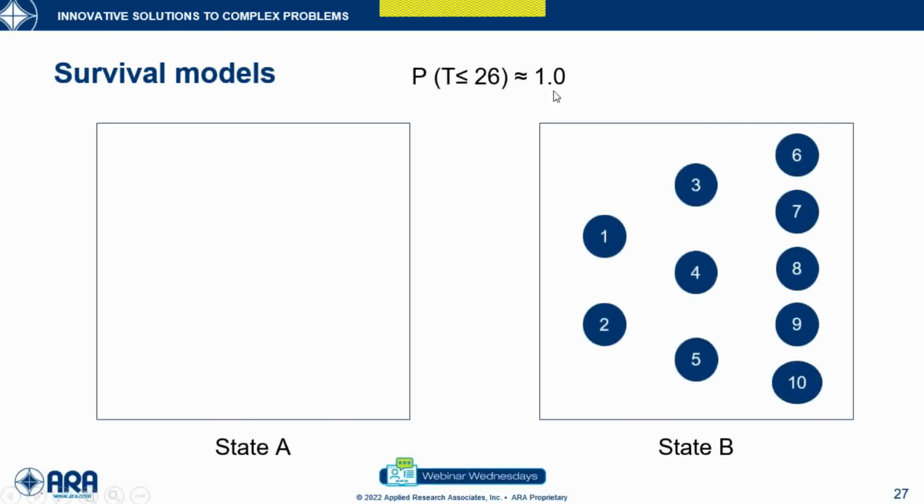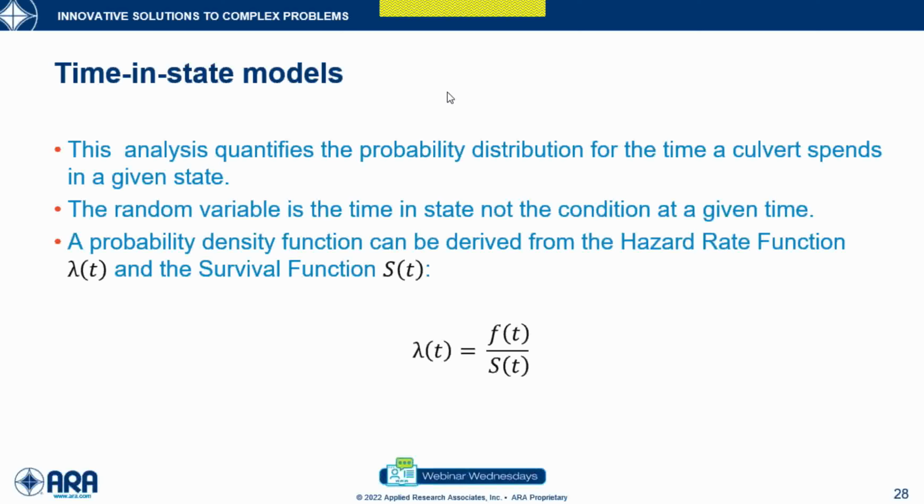So survival models are trying to quantify these probabilities. And you can see we've talked about multiple probabilities to transition from one state to the other over time. So what we're looking at is actually the time it takes and the probability for that time. So here's the mathematical construct, the basic concept of time in state models. We're trying to quantify the probability distribution for the time a culvert spends in a given state. So the random variable in here is the time, and what we're trying to quantify is the probability as a function of time.